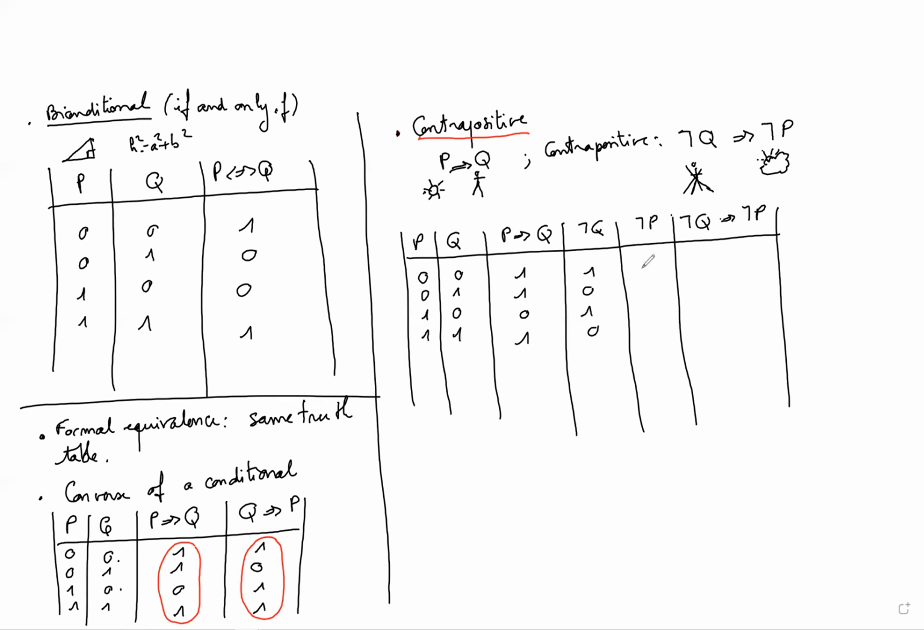Same thing for not P. When P is false, not P is true. When P is true, not P is false. So I'll just look at this to build this here, okay? We said that when not Q is false, the conditional is true, right? Because I didn't promise anything for when this is false. So when this is false, this is true.